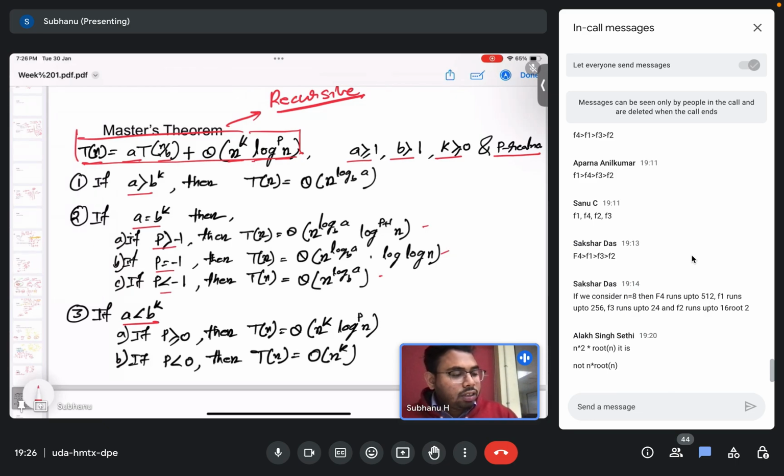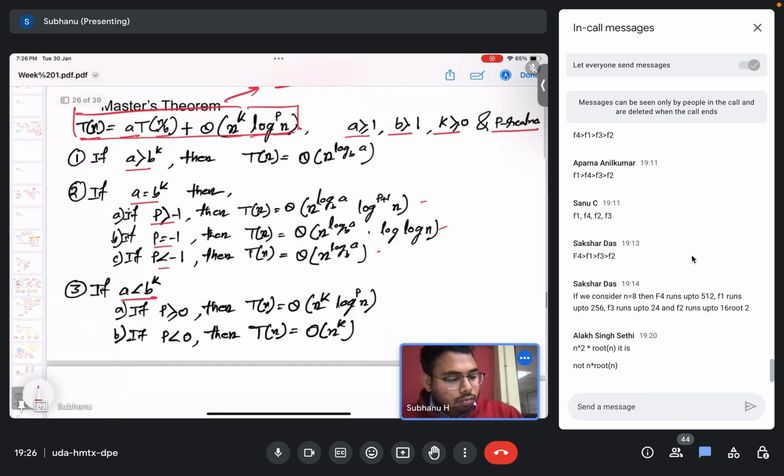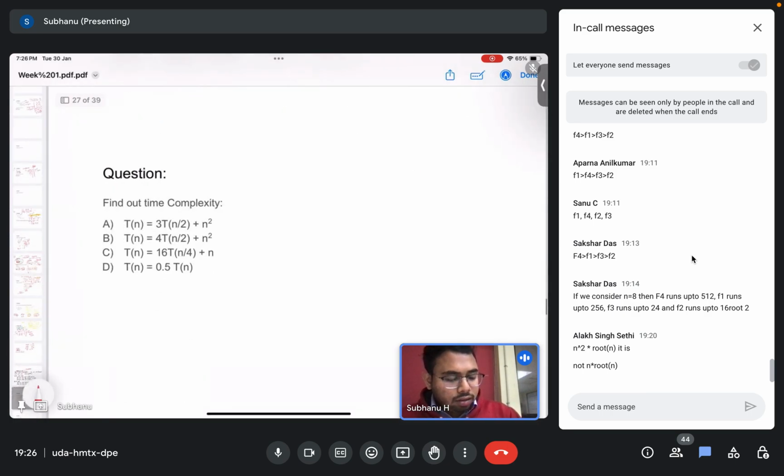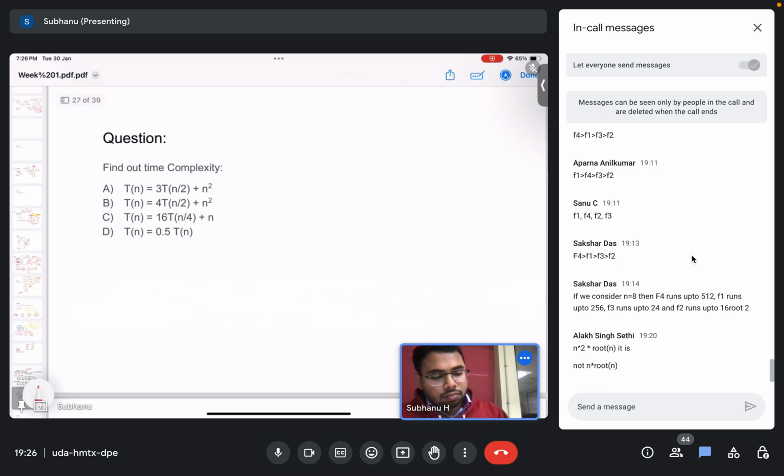So based on this theorem, you can see some question here. Find out the time complexity of the recursive algorithm. Okay, so why have I written it like this?